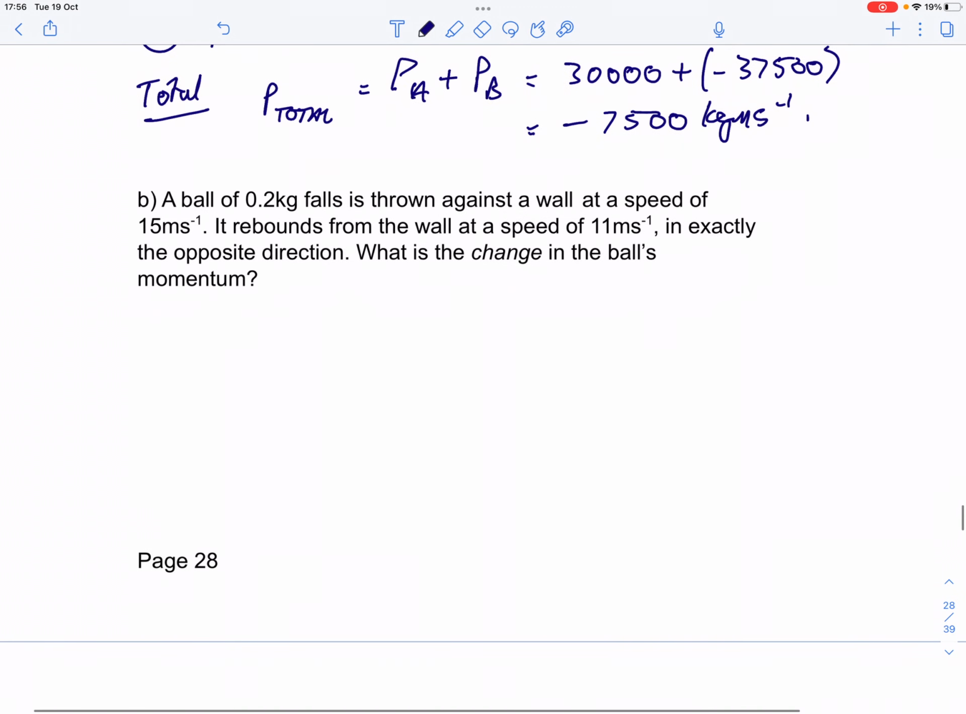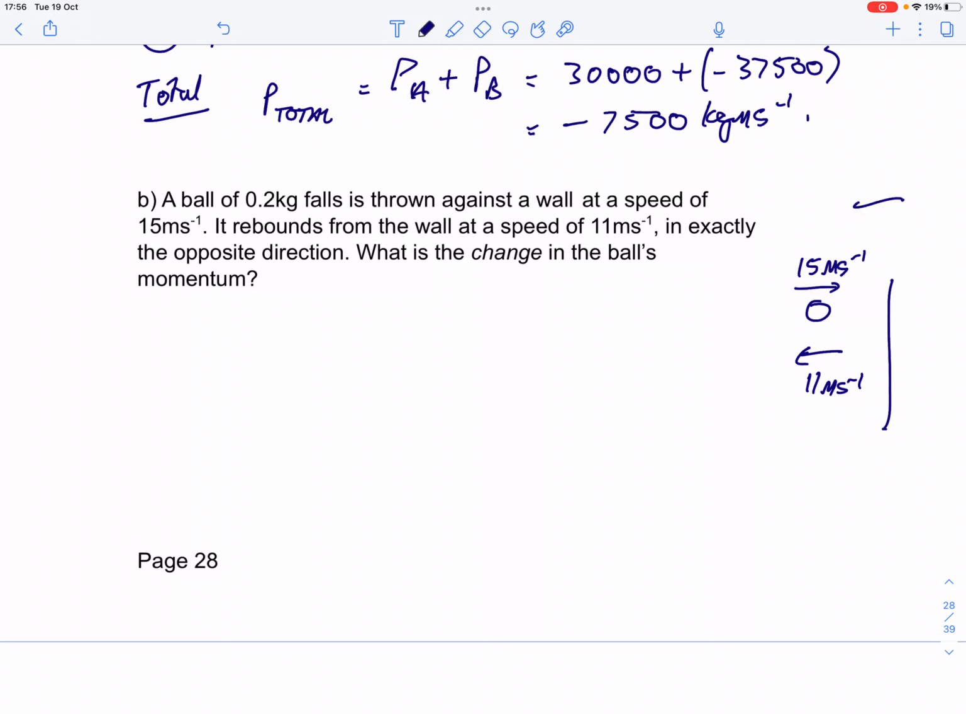Here in question B, we have an object which is going to rebound and go in the opposite direction. With ones like this, it's quite useful to draw a little diagram. Here's our wall, here's our ball. The ball is 0.2 kilograms, and as it comes in, it's travelling at a speed of 15 meters per second. Then as it comes out again, it's travelling at a speed of 11 meters per second. But those two speeds are in opposite directions, so we need to specify which one's positive and which one's negative.